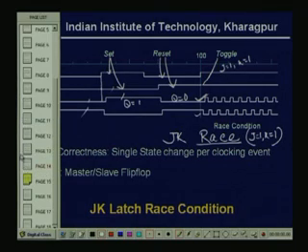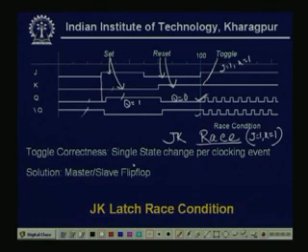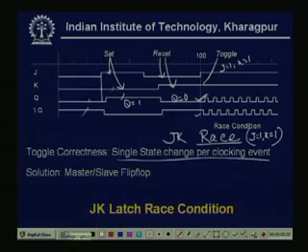Now, this should be a single state change per clocking event, and the solution is another flip flop. So, again we have to modify the circuit so that at J equal to 1 and K equal to 1, this situation will never happen. That means the output should not keep toggling, and this is the master slave flip flop.